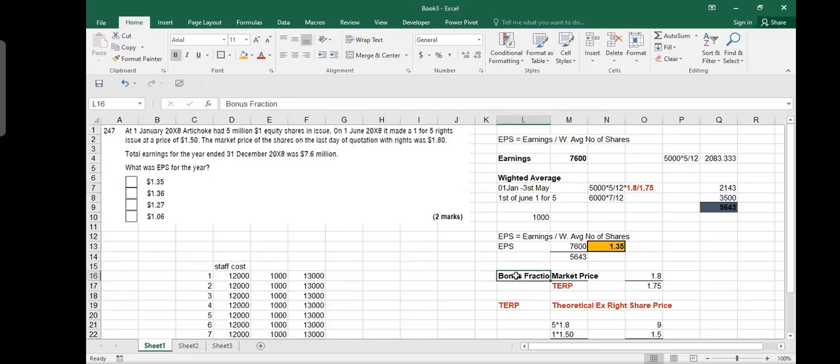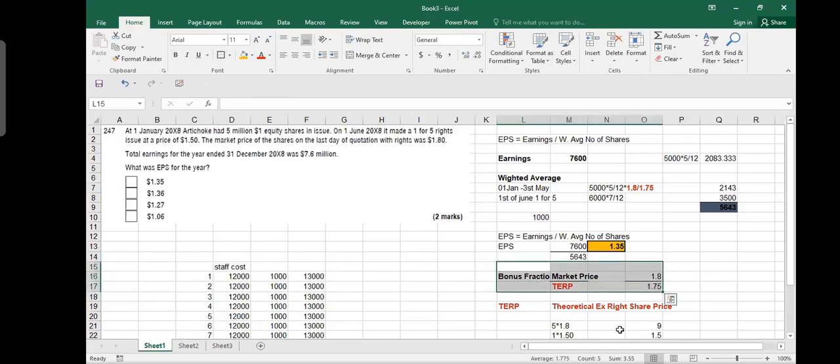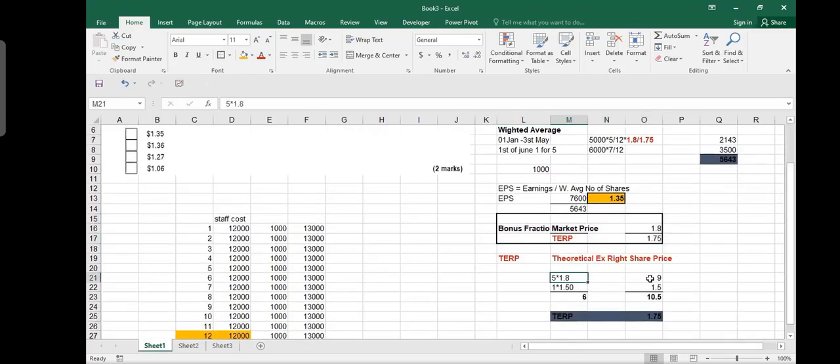The bonus fraction formula is something which you should remember. Your bonus fraction formula is market price divided by TERP. TERP is theoretical exercise price, which means existing shares at existing price, plus new shares at new price. It means total shares with total investment. And this is the average, 10.5 divided by 6. So theoretically, mathematically, after the bonus share, the price will become 1.75 in the market. We call it TERP. We put TERP here in our formula, and this we call bonus fraction.